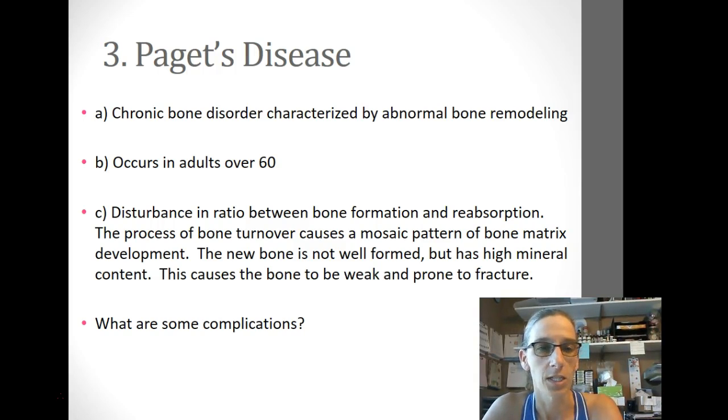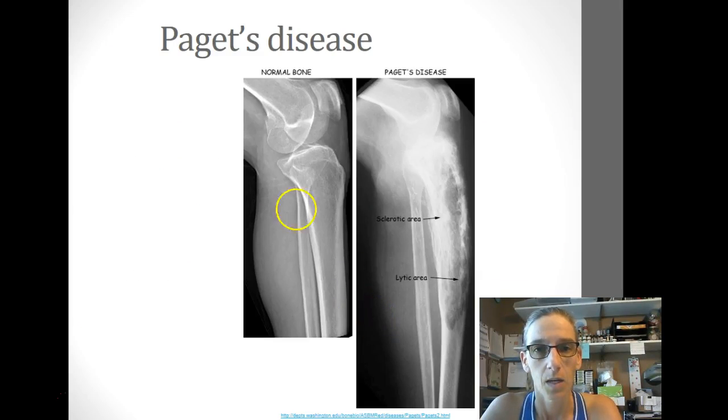So what are some complications with Paget's disease? Obviously, we're going to have some pathological fractures. We may have paralysis from spinal cord compression. We may have some cranial nerve damage. And kidney stones are also a complication from Paget's. So here's your normal bone in development. And here is Paget's disease.